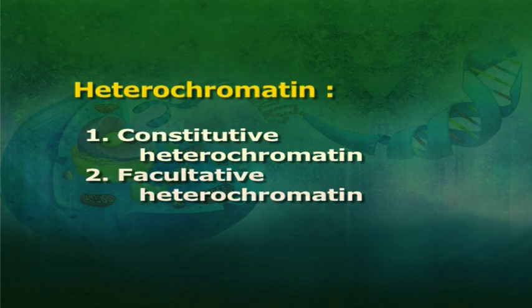Constitutive heterochromatin remains condensed and does not decondense to go back to the euchromatin state. It also serves to inhibit genetic recombination between homologous repetitive sequences. This type of recombination can lead to DNA duplications and deletions. Now we will see facultative heterochromatin.